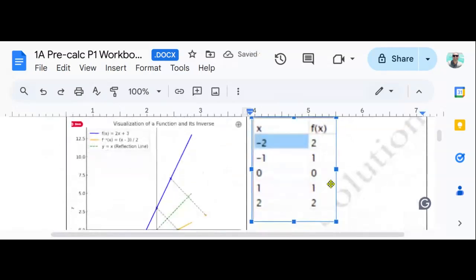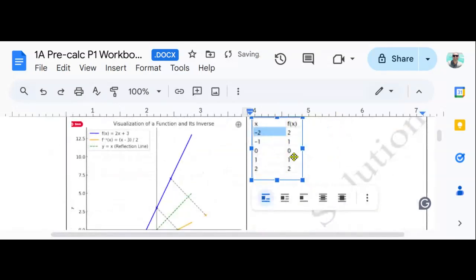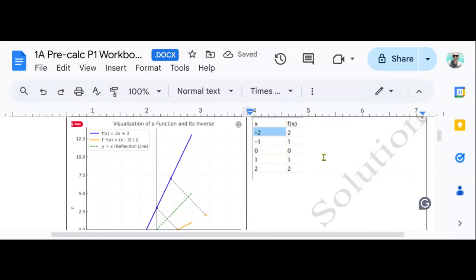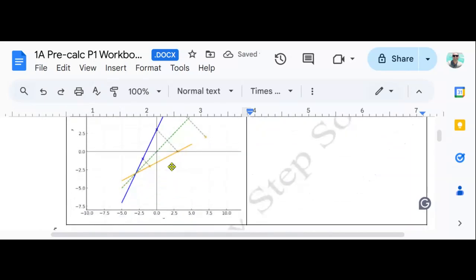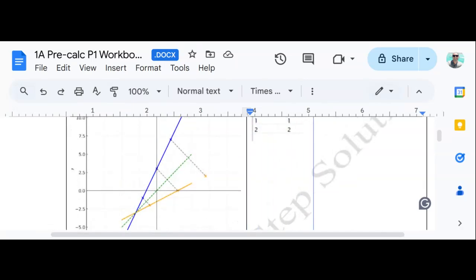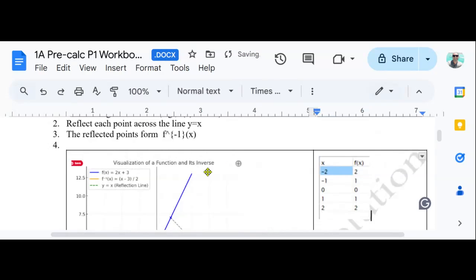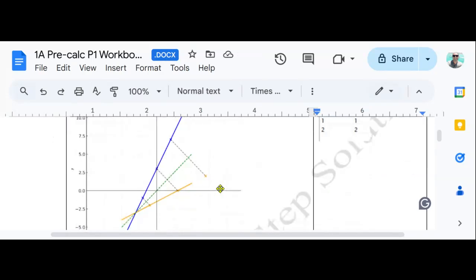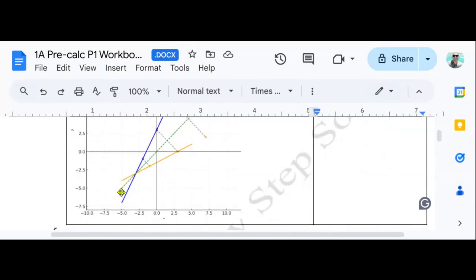So all you have to do is, what should I do with these points? Swap them. And then you graph it. And that's it. The blue one is the original one, and the red one is the opposite. And remember, you see the line here? That's the line of symmetry.